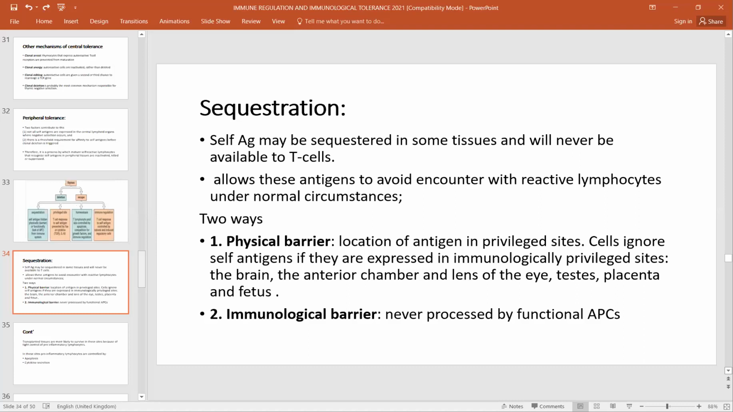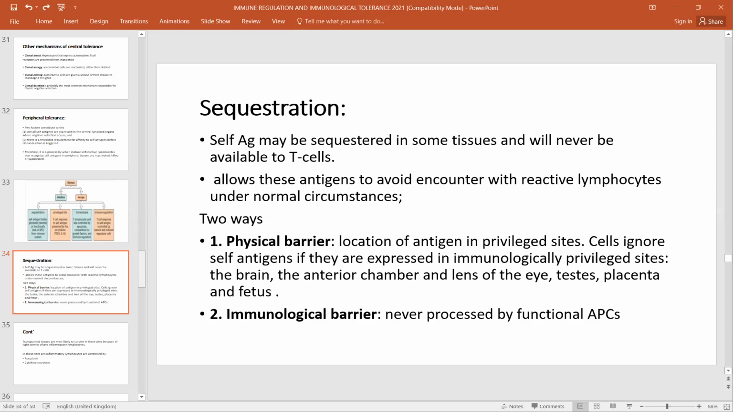There are two ways this can happen. And if you let me go back to the front, so there's continuity. Self-antigen may be sequestered or hidden in some tissues and will never be available to T cells. This allows these antigens to avoid encounter with reactive lymphocytes under novel circumstances. The first way is a physical barrier, location of antigen in privileged sites. Cells ignore self-antigens if they're expressed in immunologically privileged sites: the brain, the anterior chamber, the lens of the eye, testis, placenta, and fetus. All right.